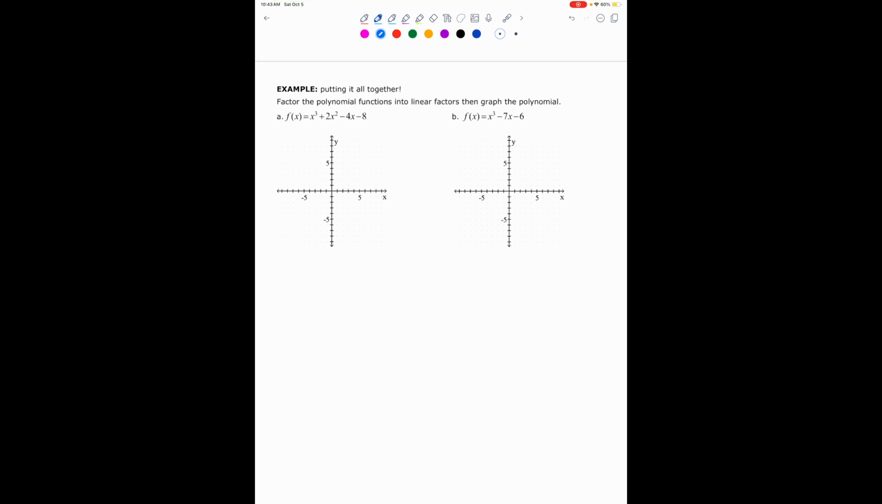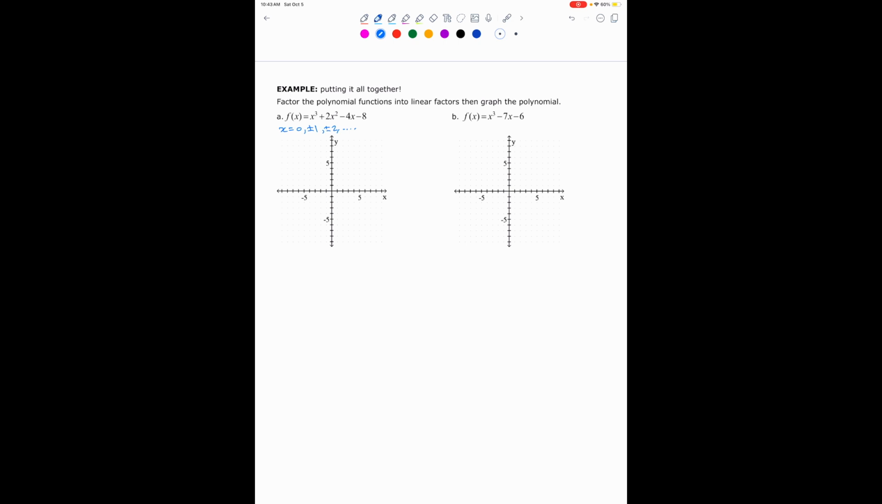Factor the polynomial function into linear factors, then graph the polynomial. So in this case, I do not have a factor to begin with, so I will need to test for a factor. I'm going to set x equal to 0, and then negative and positive 1, and then positive and negative 2, and etc. Now we're going to use the remainder theorem to find a factor.